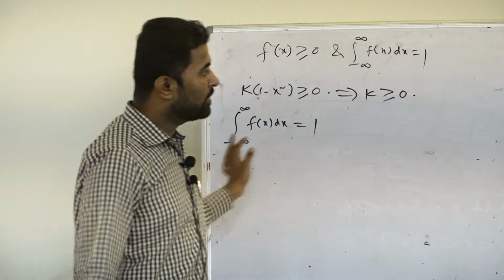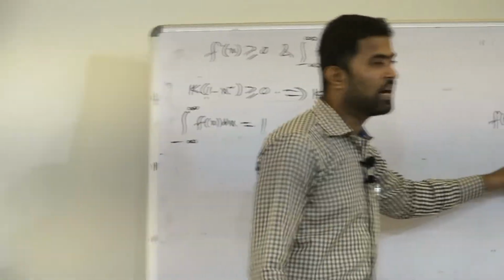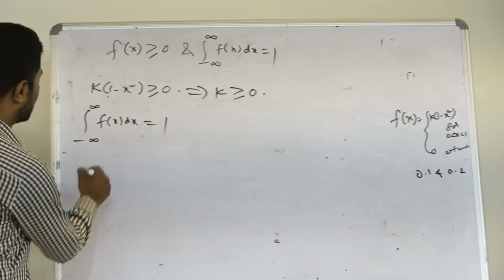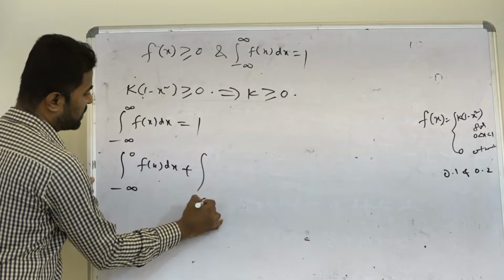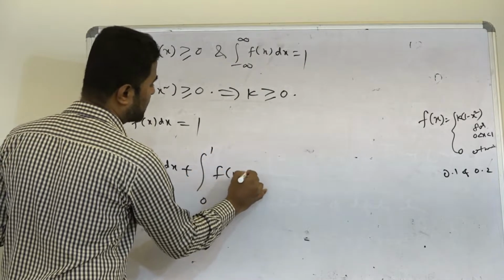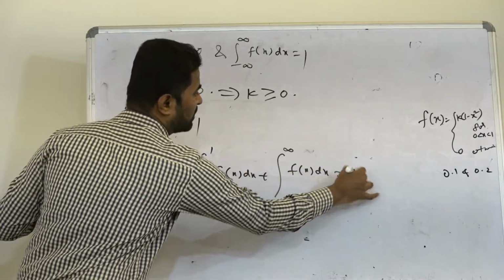And the integral from minus infinity to infinity of f(x) dx is equal to 1. But you are given f(x) as something from 0 to 1, and otherwise the answer is 0. So we will split this: the integral from minus infinity to 0 of f(x) dx, plus 0 to 1 of f(x) dx, plus 1 to infinity of f(x) dx, equal to 1.